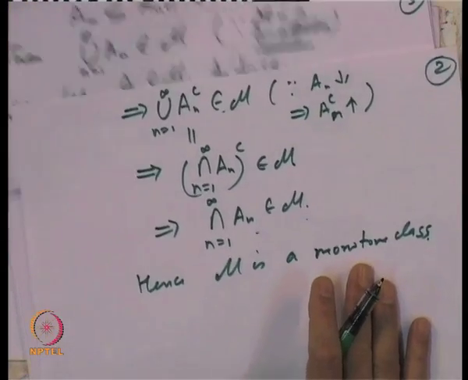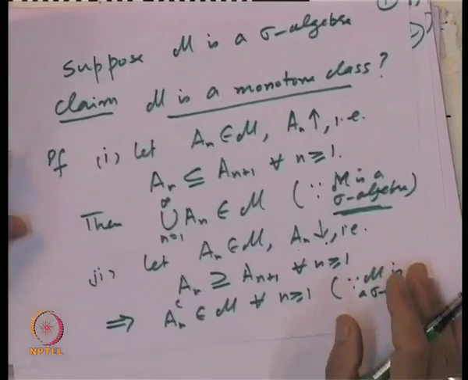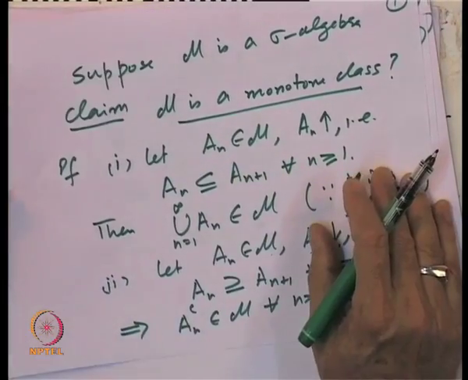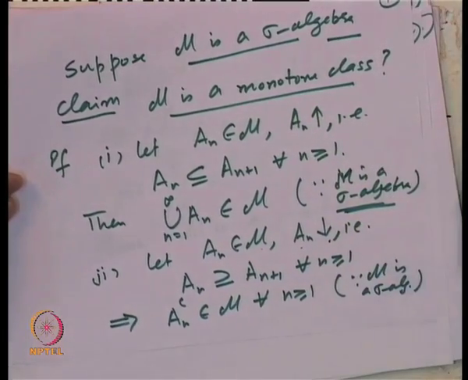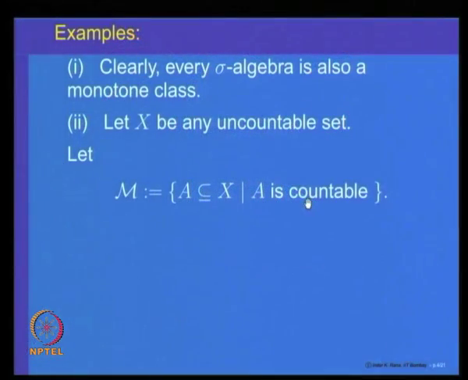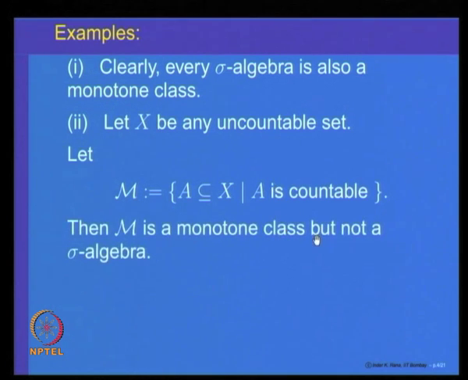So, the first proposition or first observation is that every sigma algebra is also a monotone class. Let us go over to some more properties, more examples. Let X be any uncountable set, and let us look at the collection of all subsets A of X such that A is a countable set. The claim is that this collection M is a monotone class, but it is not a sigma algebra.